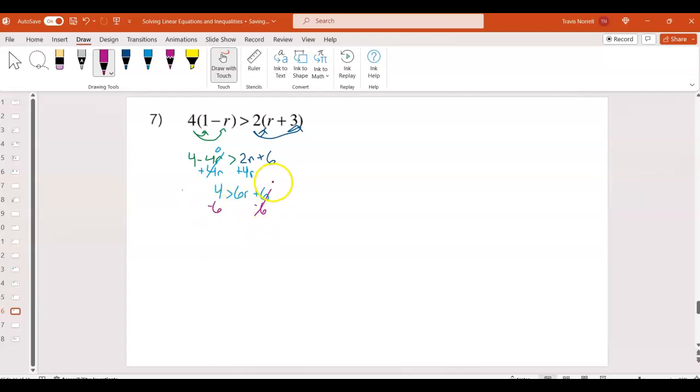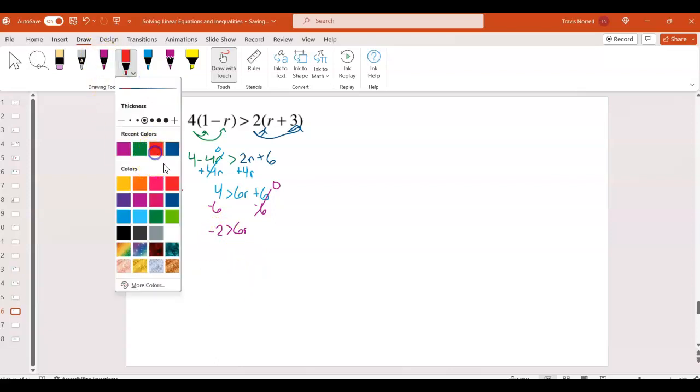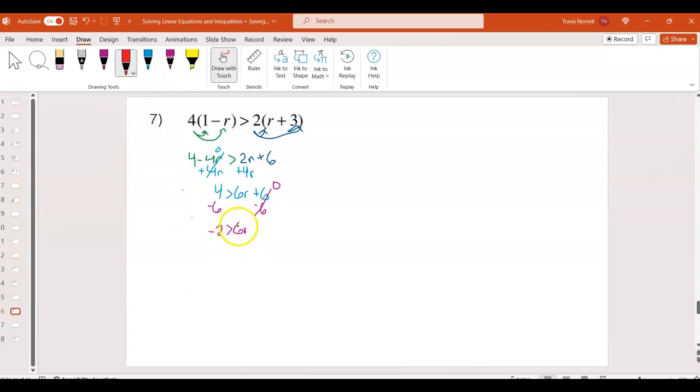6 minus 6 is 0. So that leaves me 6r minus 0, or plus 0 is just 6r. And 4 minus 6 is negative 2. Now we can get to separating that 6 from the r. The opposite of multiplying by 6 would be to divide by 6. And I do that to both sides.